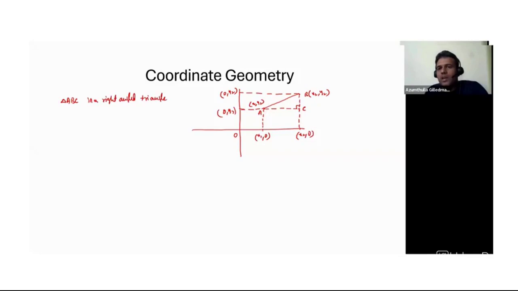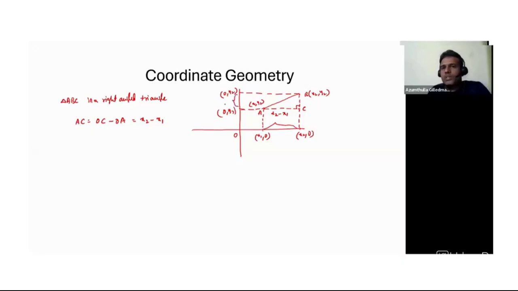Now using Pythagoras, we can say AB square equal to AC square plus BC square. Now what is AC? First we need to find AC. AC, can I say OC minus OA? OC is x2 units minus OA is x1 units. So can I say that this is x2 minus x1? That means AC is x2 minus x1. You understood, right? From the origin, this point is x2 units away, and A point is x1 units away. Then what is this distance? That is x2 minus x1.